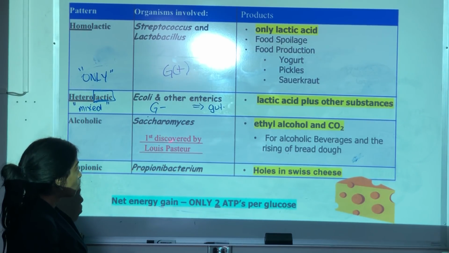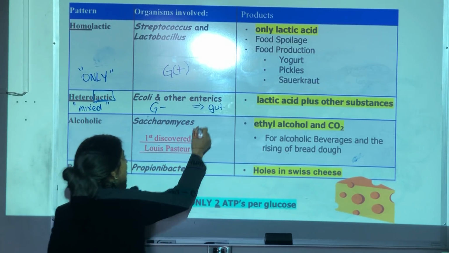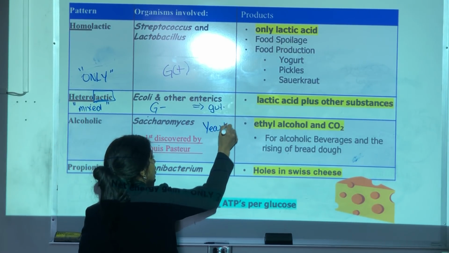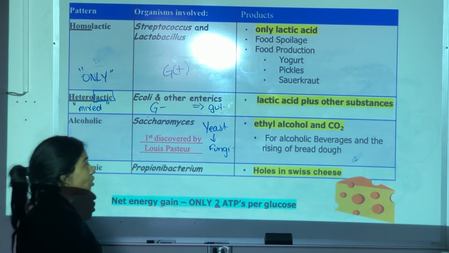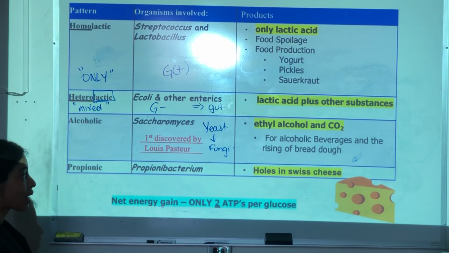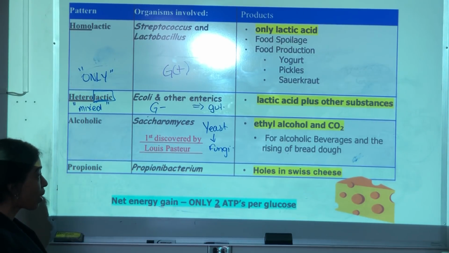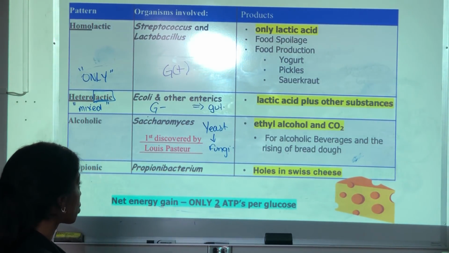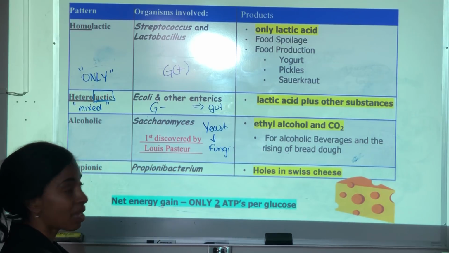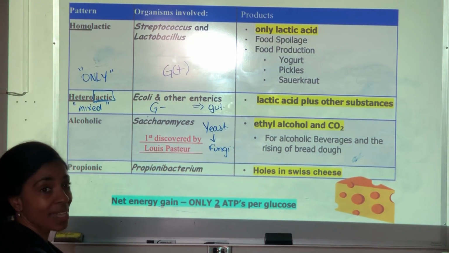Saccharomyces was first discovered by Louis Pasteur, and this was a yeast, not a bacteria, a yeast. So we're talking about fungi that was used to make ethyl alcohol and carbon dioxide, and that's used for making beverages and also making bread. If we were to use, let's say, E. coli to make alcohol, it wouldn't taste good, because that makes lactic acid and other stuff.